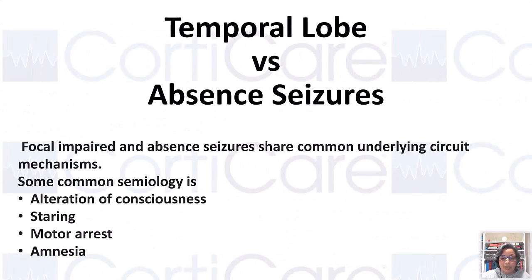There is a common underlying circuitry. The electrographic mechanisms of temporal lobe and absence seizures kind of overlap. So common semiology of temporal lobe and absence seizures is alteration of consciousness. Seizures start with staring. So basically, it's like a negative motor phenomenon, right? Motor arrest happens. And there is amnesia. Patients do not remember that they just had a seizure. Even though temporal lobe is a focal seizure, absence is, of course, a generalized seizure. So some common semiology makes it difficult to begin with to diagnose the patient.